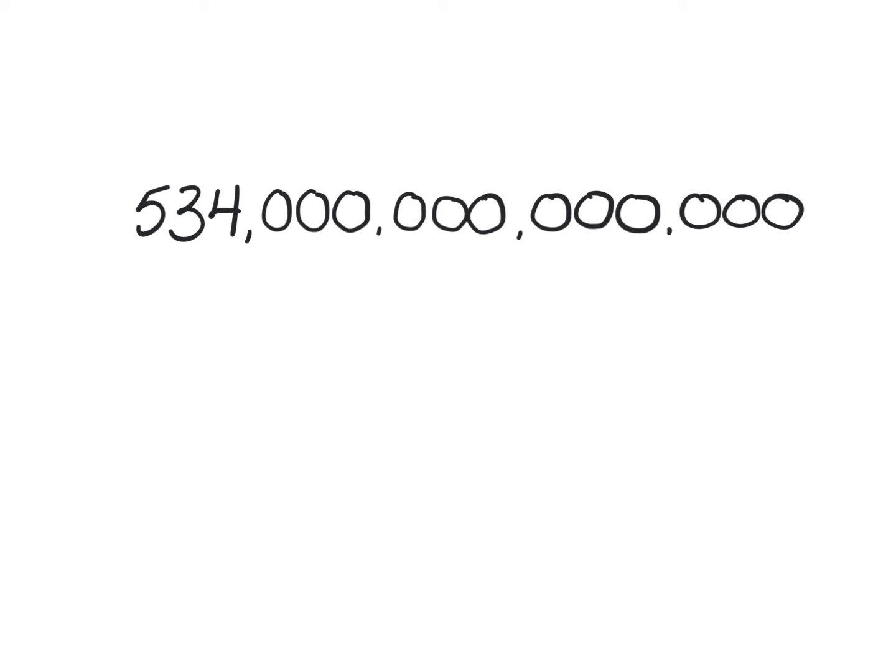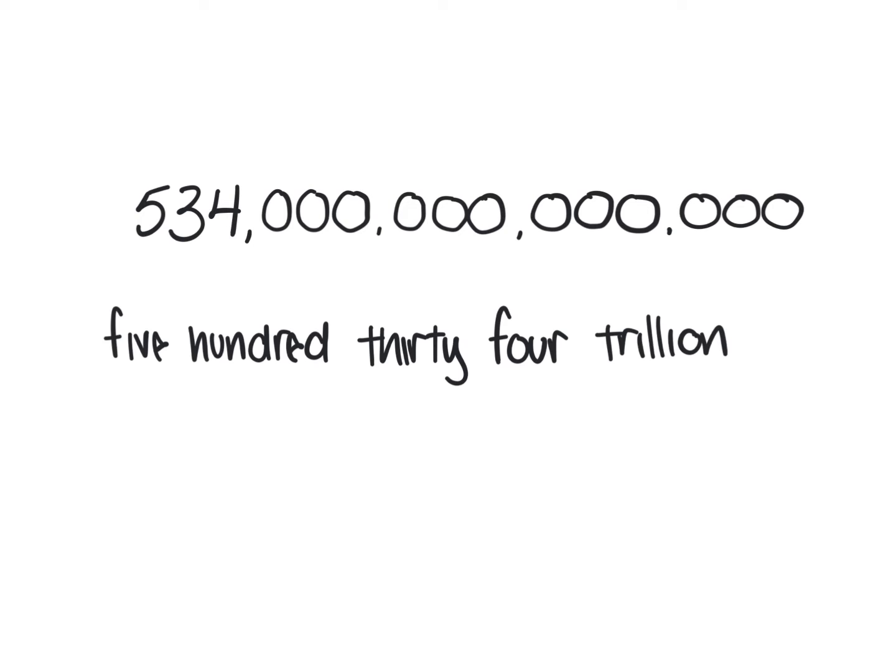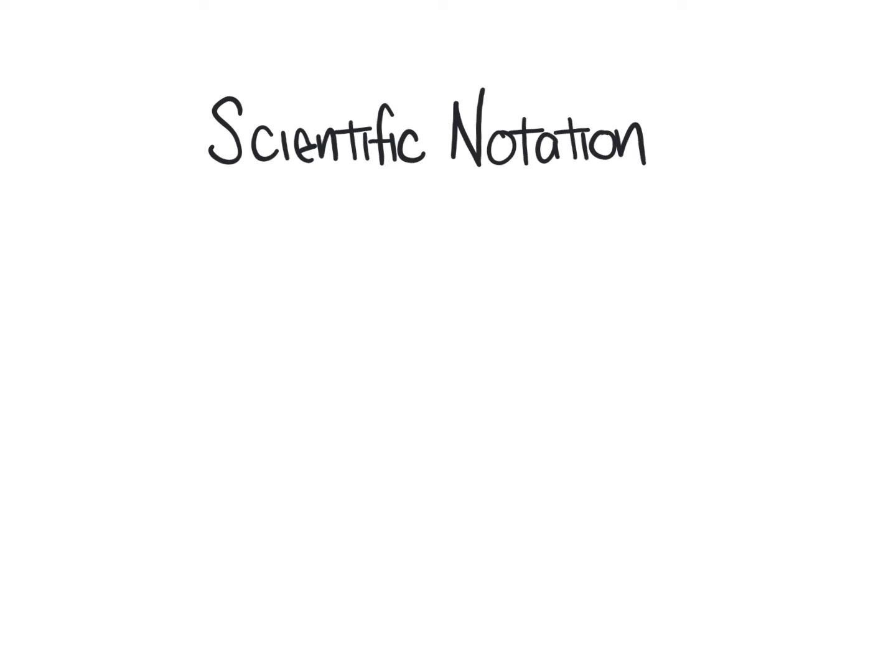As you know, there are many different ways to represent numbers. Take, for example, the number on the screen. Right now, it is written in numericals. However, I can also write it as 534 trillion. Notice that both of these ways of writing this number are long, and it can be tiring to write long strings of zeros if you are working with lots of big or small numbers.